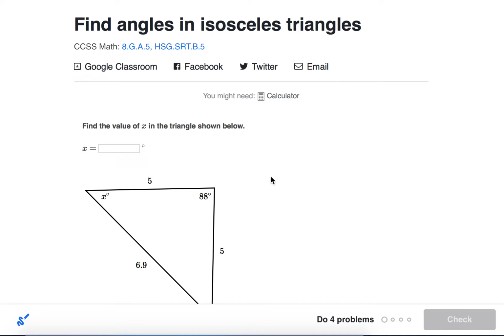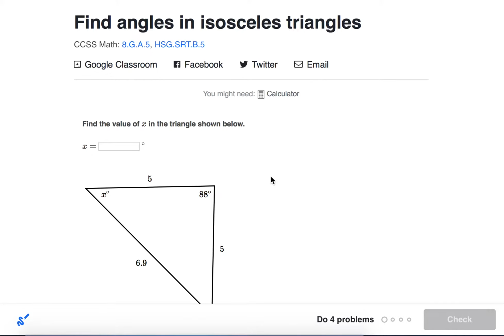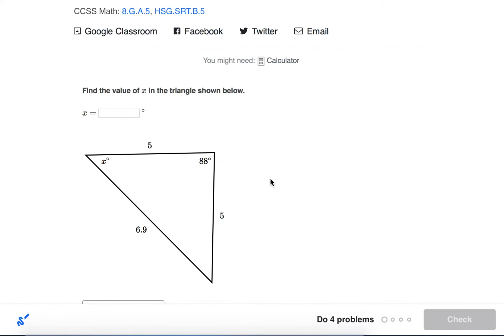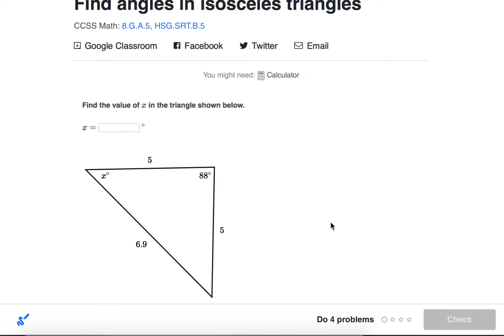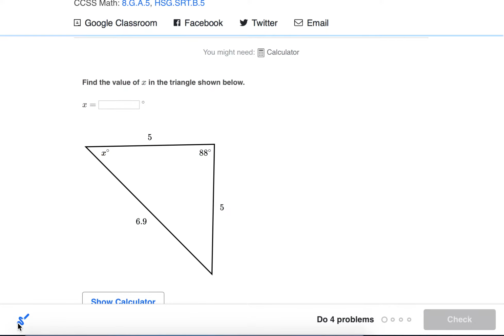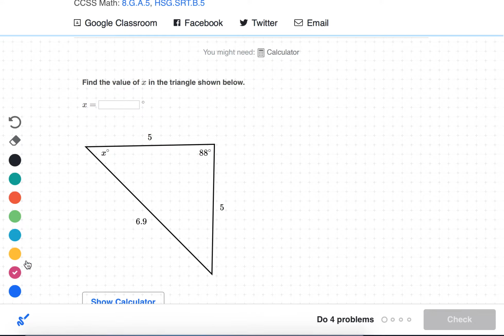In this video, we're going to take a look at finding angles in isosceles triangles on Khan Academy. First thing to note is that in isosceles triangles, there's always two equal sides and two equal angles. And those equal angles are going to be across from the equal sides. So what I'd recommend doing to start is get your trusty scratch pad, locate the equal sides, 5 and 5.